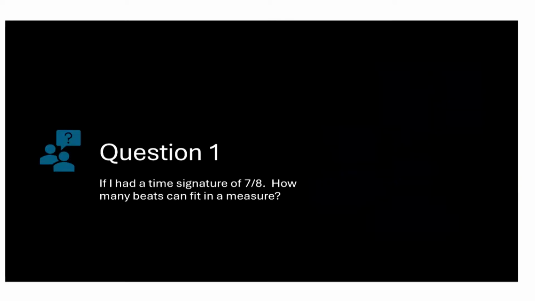Okay, I have a question too. If I had a time signature of 7/8, how many beats can fit in each measure? Remember that the top number is 7 and the bottom number is 8, right? I didn't really tell you what the bottom number meant yet, so I kind of gave you the answer. So how many beats in each measure? Only 7. Yes, good.